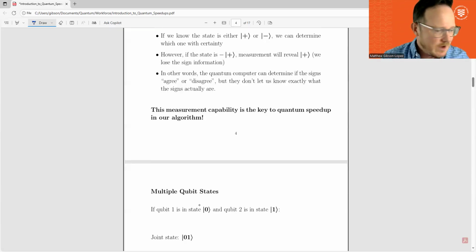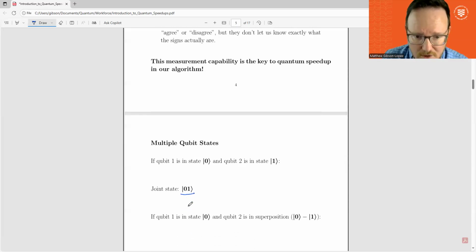If qubit 1 is in the state 0 and qubit 2 is in the state 1, you simply write it as the state 01. The first qubit is in state 0, the second qubit is in state 1. Neither one is in a superposition state, so the final joint state is also not in a superposition state. It's just 01, like representing the bit string 01 in a classical computer. But maybe my first qubit is in the state 0 and my second qubit is in a superposition.